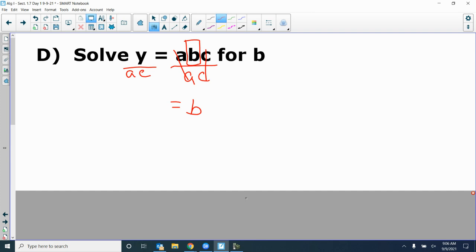Okay? Now, since I don't know any numbers, guys, that's all I can do. B equals Y divided by AC. And there's my answer. That's all we have to do. I think it just kind of freaks you out because we're just solving for a variable, and sometimes you think, oh, I'm not done. I'm not finished. Yeah, that's all you can do. There's no numbers in this one. B equals Y over AC.